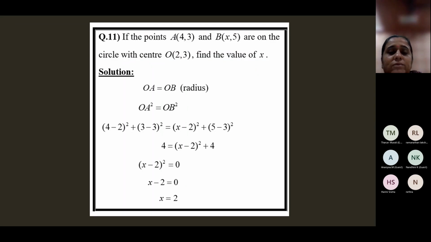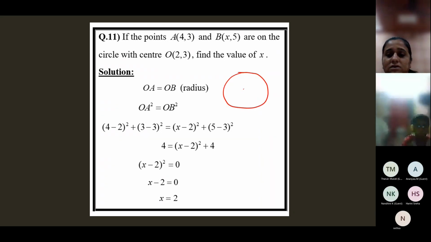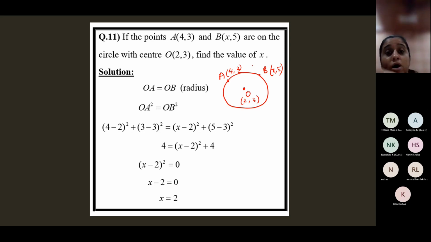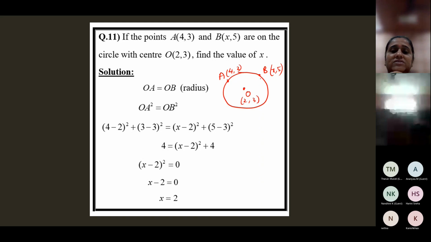So if the points A and B are on the circle with center O (2, 3), find the value of x. So, circle, center O given by the coordinates 2, 3. A lies on the circumference of the circle, (4, 3). And B also lies on the circumference of the circle, (x, 5). So A is (4, 3), B is (x, 5).